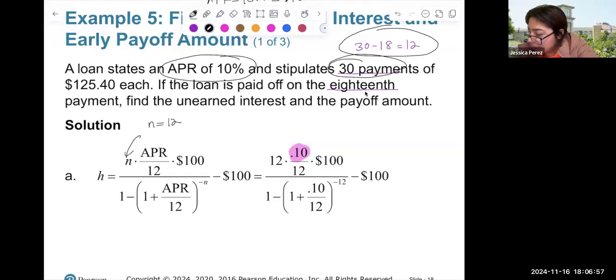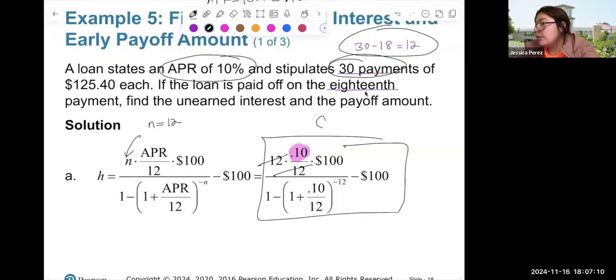So then these will cancel. And I'm going to get 0.10 times 100 over 1 minus 1 plus 0.10 over 12 to the negative 12, minus 100. So this you can place on your calculator. I also recommend you to use Wolfram Alpha when you're doing your homework. So let me go ahead. How does that look in Wolfram Alpha?